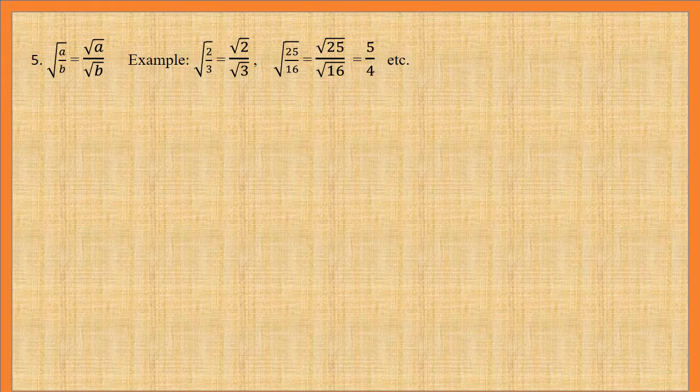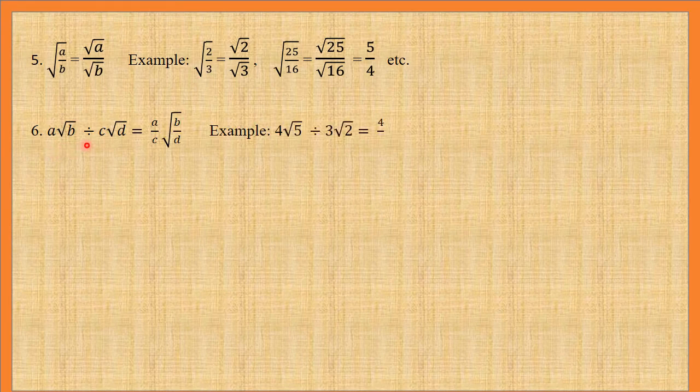Then for rule 6, when we have a root of b divided by c root of d, it's the same as dividing the outside terms and dividing the inside terms to get a divided by c, root of b over d. Example, 4 root of 5 divided by 3 root of 2 gives us 4 over 3 root of 5 over 2.